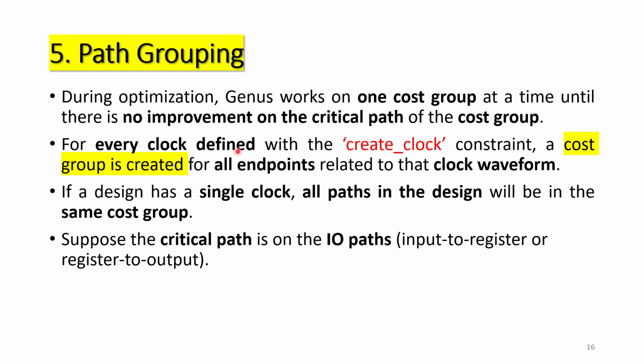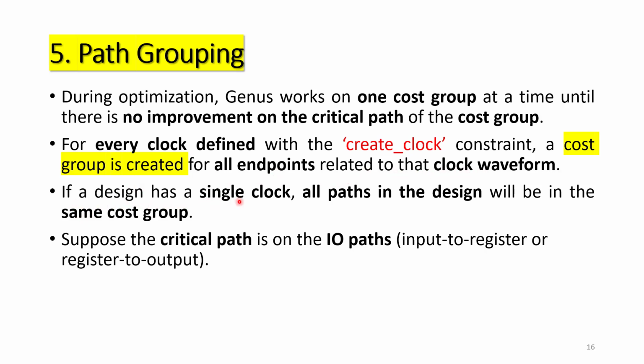For every clock defined with the create_clock. So I've explained this constraint already, create_clock. Please check my videos. Then you will understand what is meant by this create_clock. For every clock defined with create_clock constraint, a cost group is created. Like how many clocks that you are defining by using this particular command, that many cost groups will get created for all endpoints related to that clock waveform.